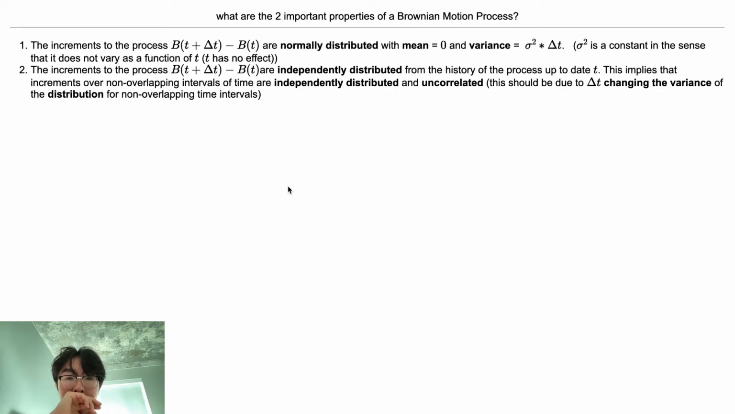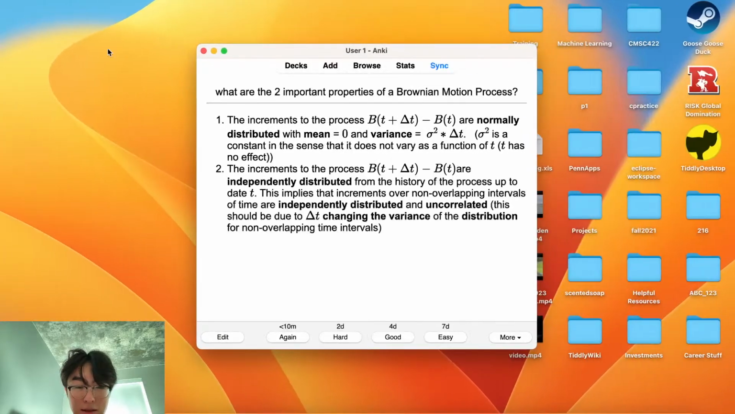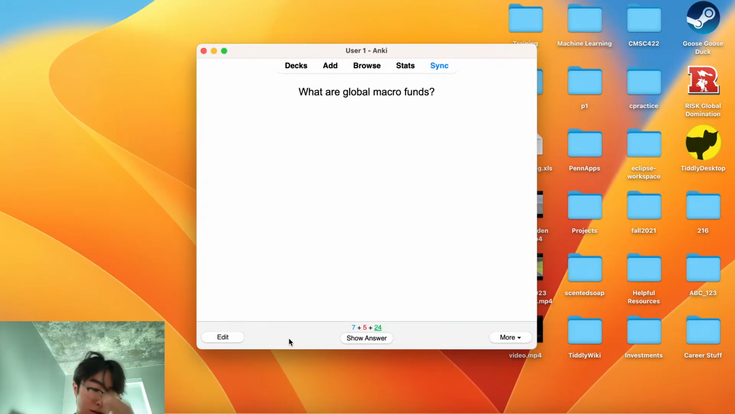Okay, never mind. Sigma squared times delta t, right? Because the variance increases. Okay, actually, I think I have class now, so global macro funds just invest in a broad range of asset classes and different countries.